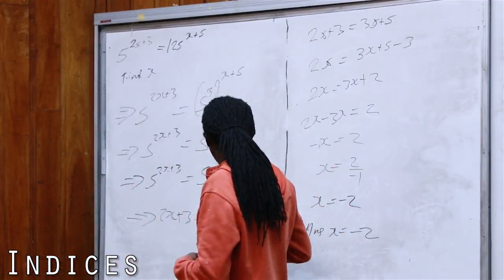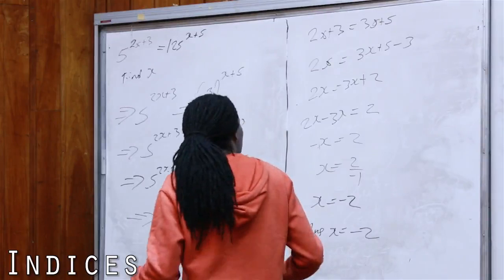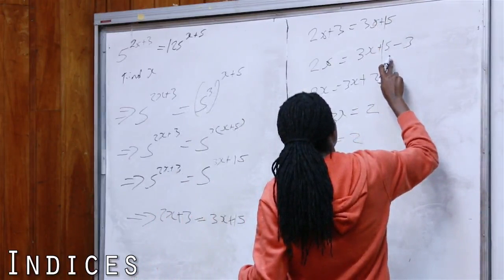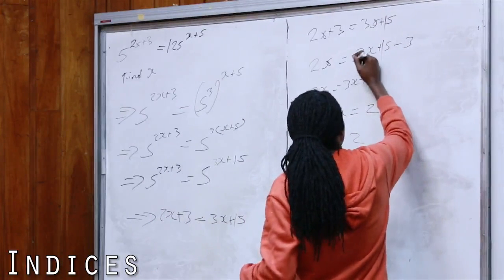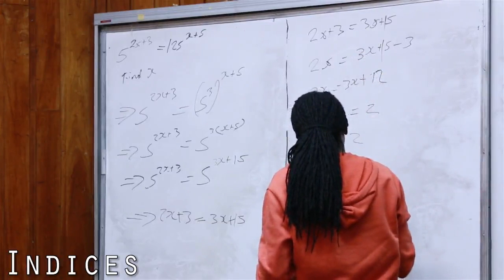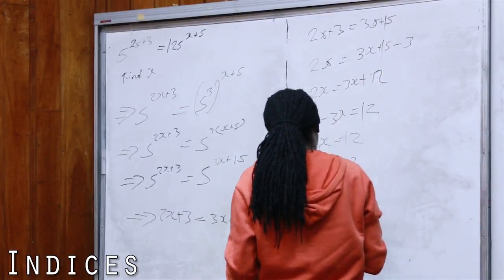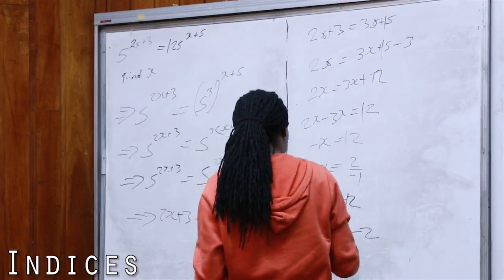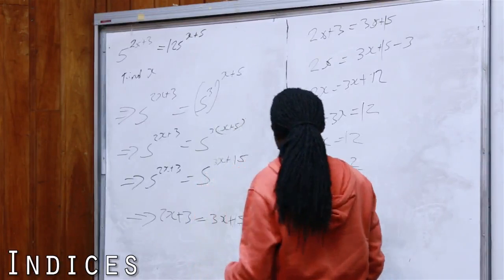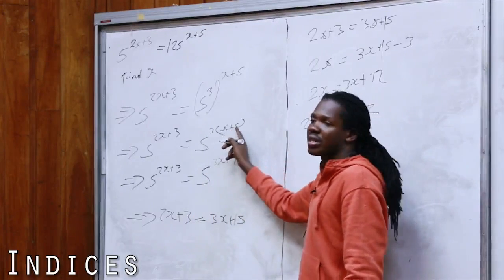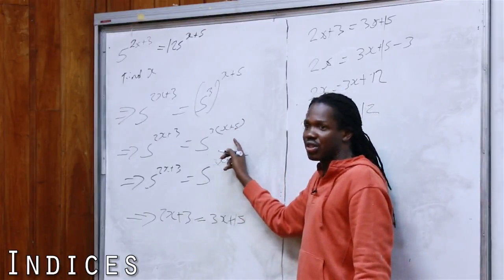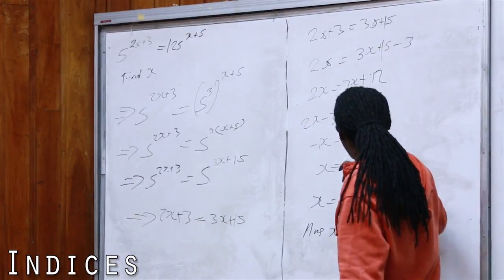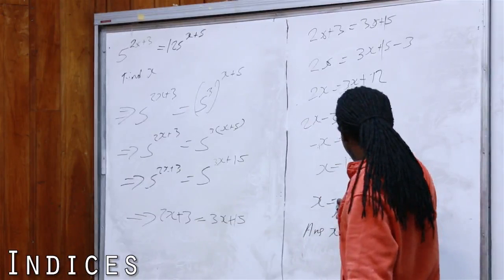How much is that? 15? Oh, so this is 15. And this is 15. So 15 minus 3, 12, negative 12. You have to multiply 3 times x and 3 times 5, so that would be 15. 15 minus 3 is 12, so minus 12.